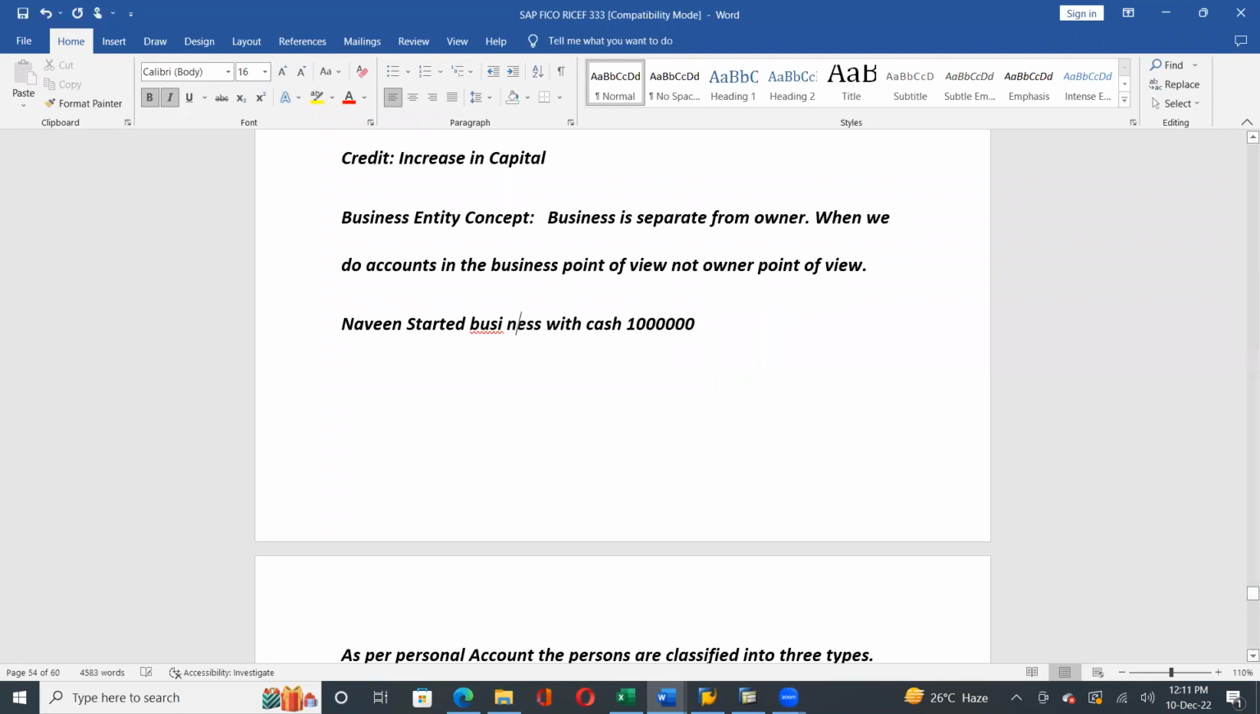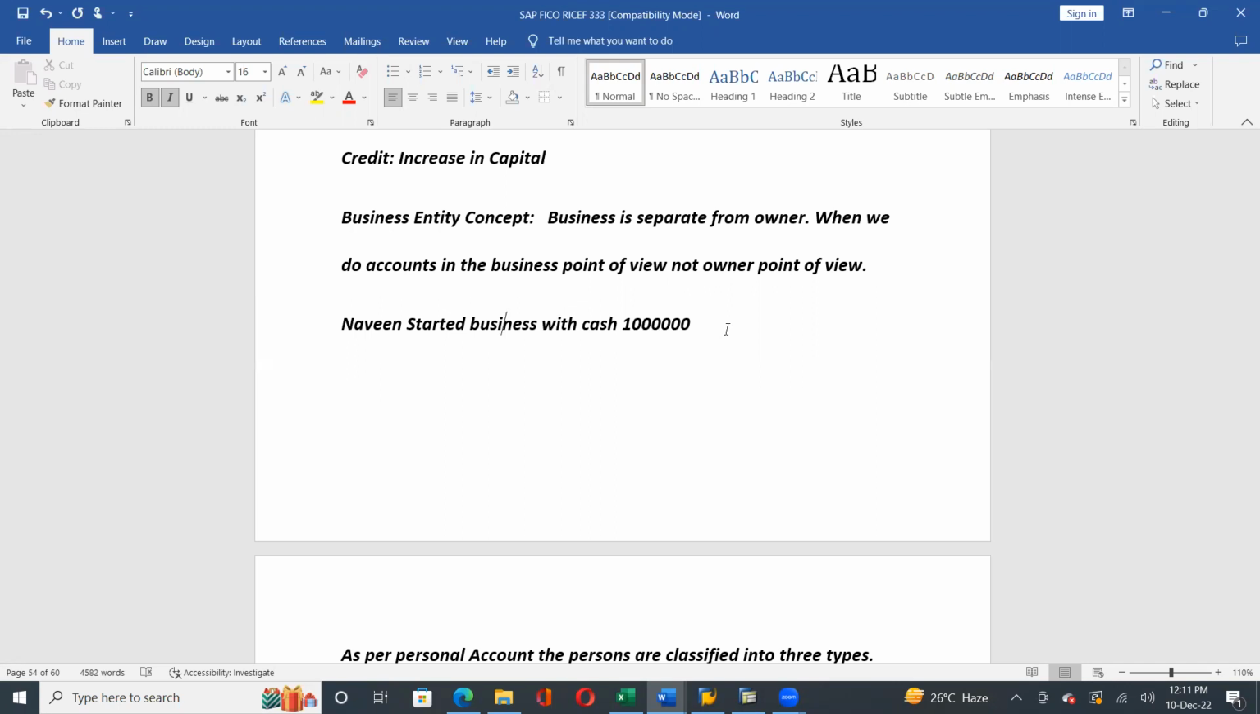Out of the 10 lakhs, the owner has taken 2 lakhs for his personal use. So is capital increasing or decreasing? From 10 lakhs, the owner has taken 2 lakhs. What is my capital now? 8 lakhs. Is the capital increasing or decreasing? Decreasing. So what is the accounting rule? Capital account rule: debit is a decrease in capital, credit is an increase in capital. So you understood now why capital is a liability for us?